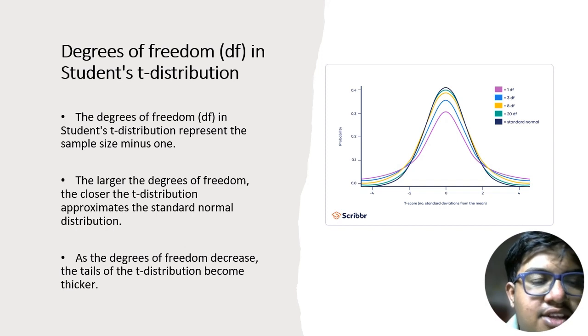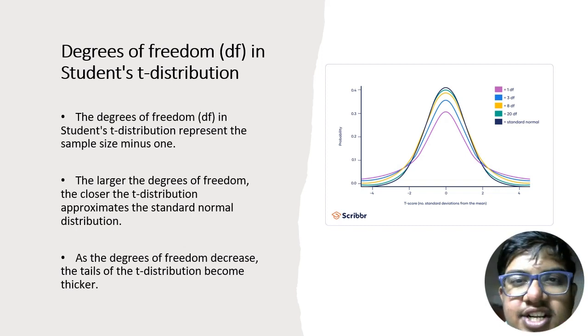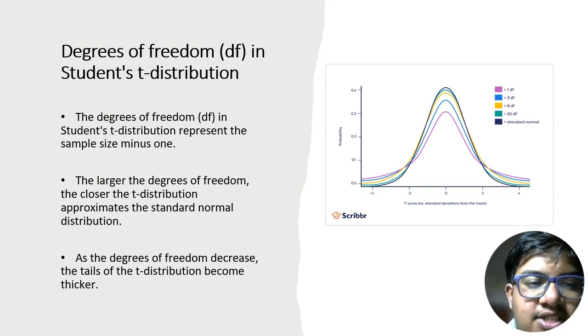Now let's see the degree of freedom, which is represented by df in Student's t distribution. The degree of freedom in Student's t distribution represents the sample size minus 1. That is, it represents the sample size minus 1. Sorry, that was a mistake, I have corrected it.